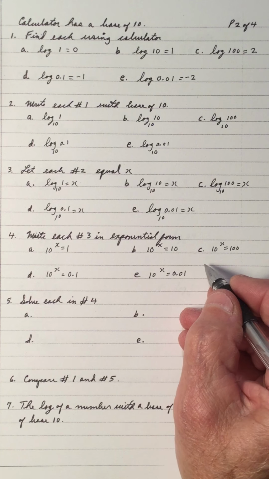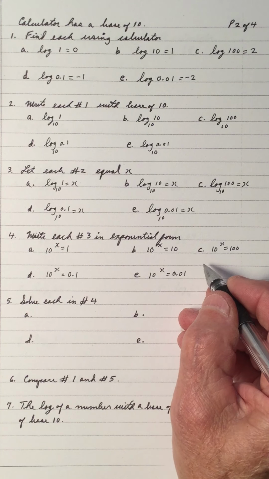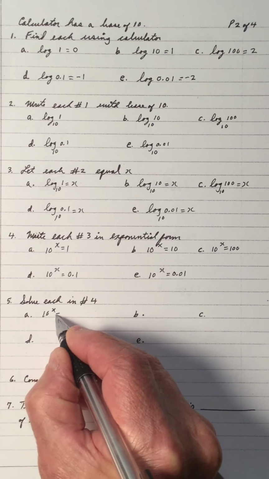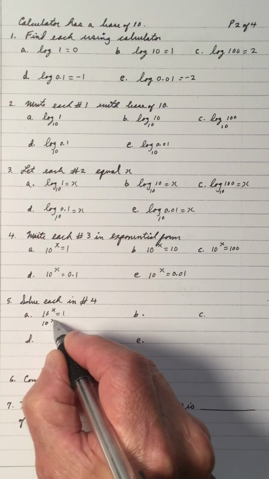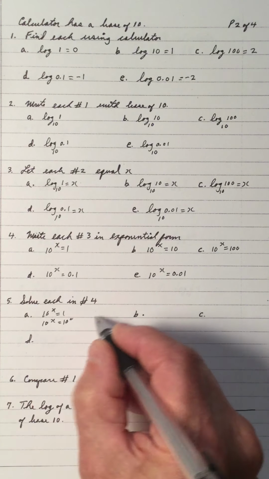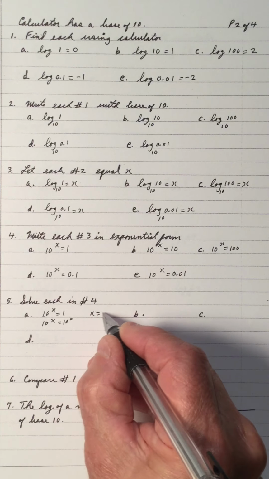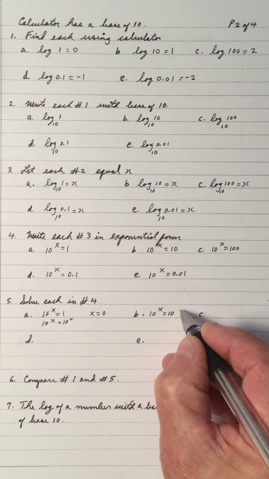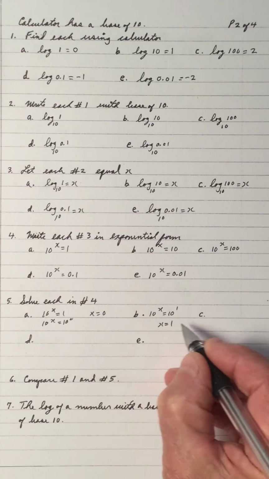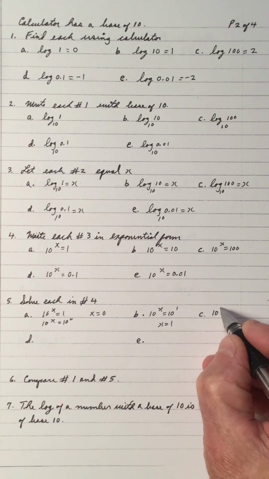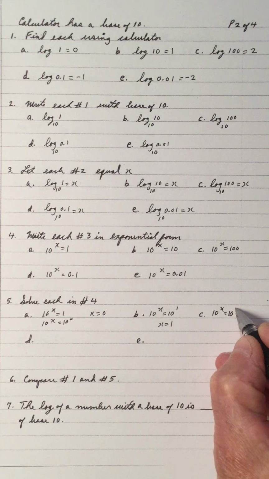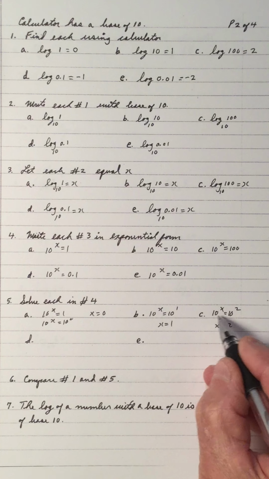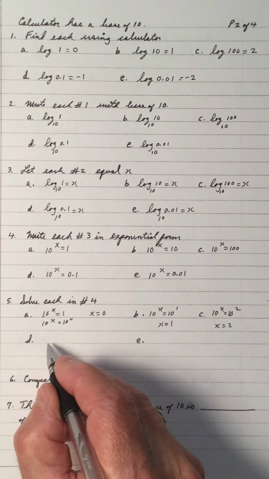Now, since we have an exponential form, and we did a unit on exponentials, we're going to solve each of these. So we have 10 to the x equals 1. So that means 10 to the x, 1 is 10 to the 0. So that means that x equals 0. Let's look at this one. 10 to the x equals 10 to the 1. x is 1. Right here, 10 to the x equals 10 squared. That means we have x is 2. So notice we have the same base 10, so x must be 2.